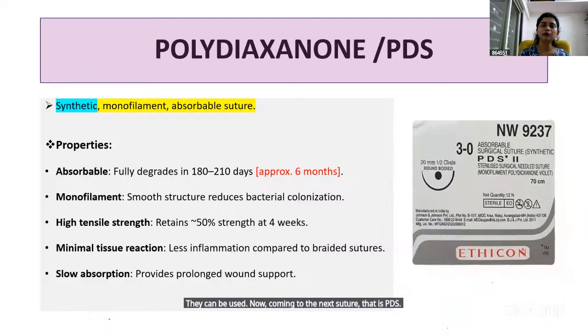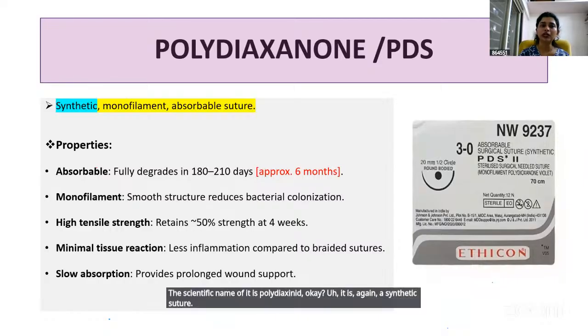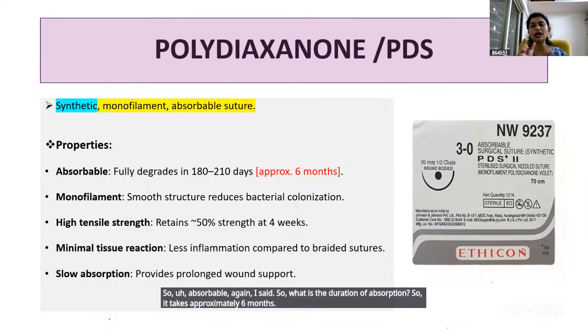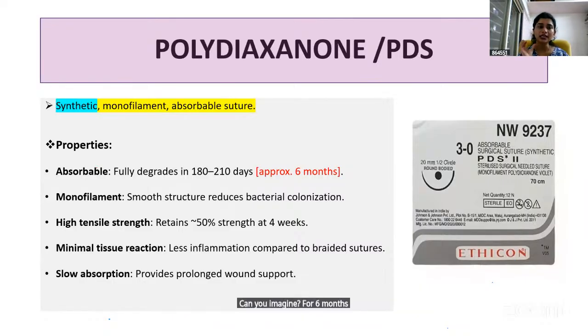Now coming to the next suture, that is PDS. The scientific name of it is polydioxanone. Okay. It is again a synthetic suture. It is monofilament and it is an absorbable variant of sutures, right? So absorbable, again I said. So what is the duration of absorption? It takes approximately 6 months. Can you imagine, for 6 months the suture stays in place?